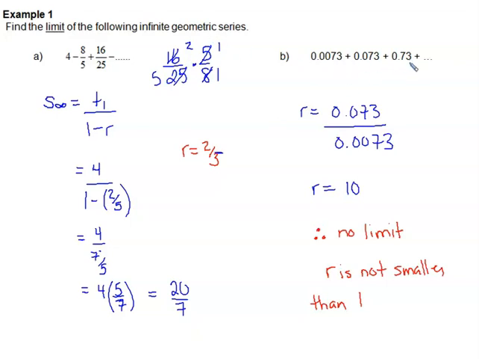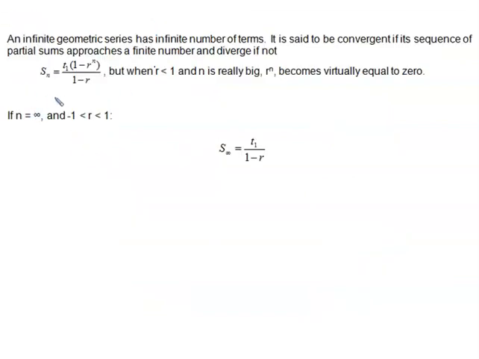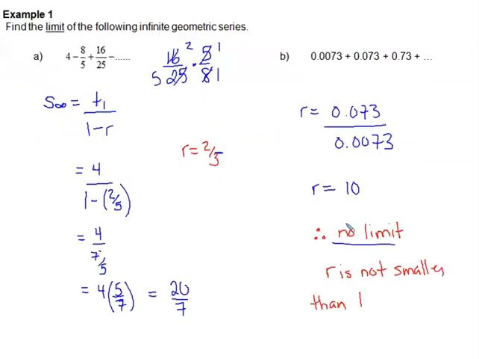Same idea over here. I have my series again. If I'm looking for my r value, it would be 10. And because my r value is 10, and I found that by dividing one by the other, there would be no limit, because r is not smaller. So remember, we looked over here. If r is greater than -1 and smaller than 1, then we can do our limit like this. But if r is greater than that, there would be no limit. This one would go on and get bigger and bigger forever.